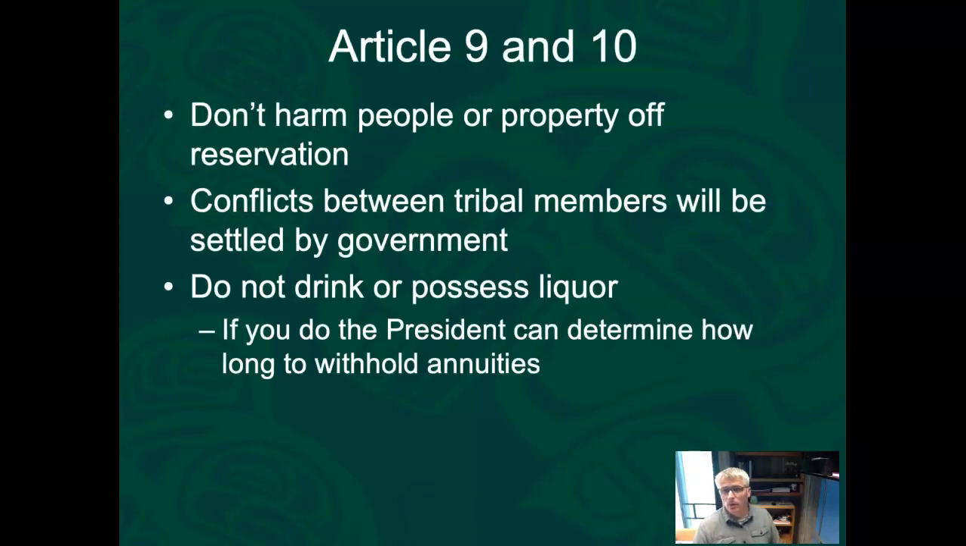Articles 9 and 10: don't harm people or property off the reservation. Conflicts between tribal members will be settled by the government. Don't drink or possess liquor, and if you do, the president can determine how long to withhold annuities or payments.